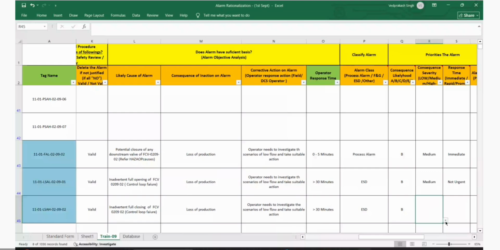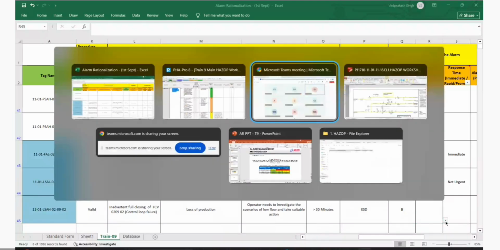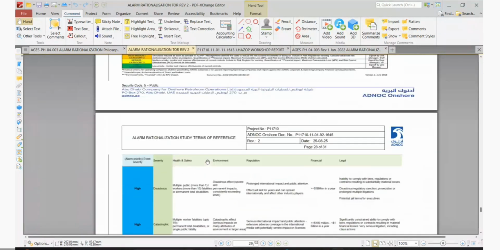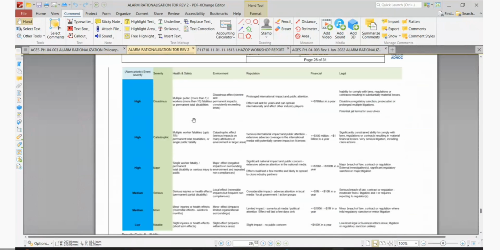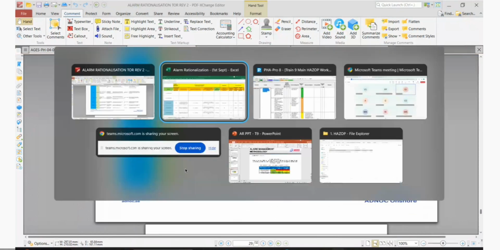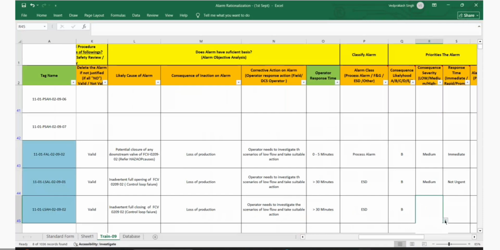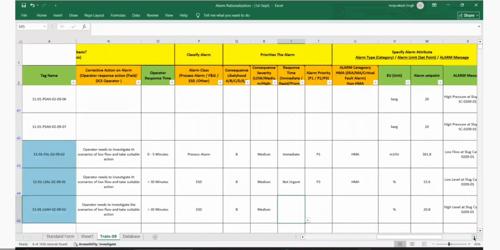So here the 2B, if you see our matrix, where is matrix? Yeah, it's a medium. 2B. So 2 means minor, minor means medium. It is a medium category and not urgent. Not urgent. So it's P3. Again, it's the same. P3. Yeah, true.